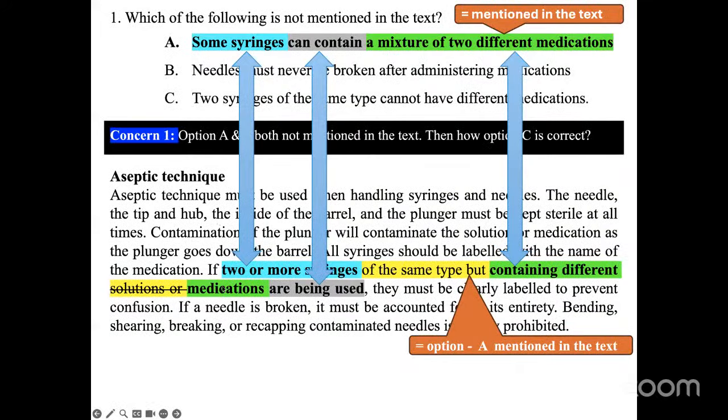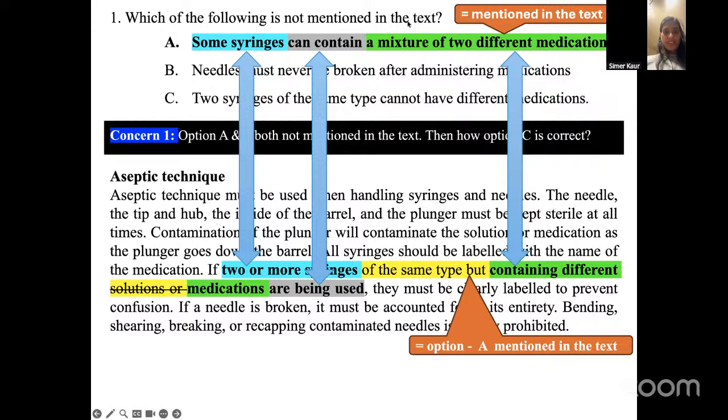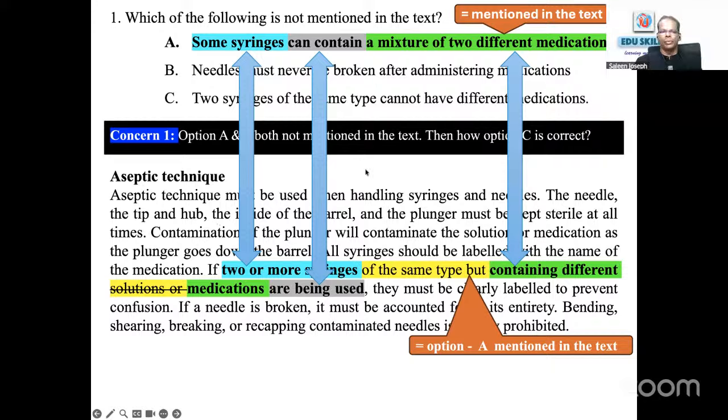Father, the screen is black. Now it's back. Okay, now it's working. You have to tell me if it repeats, okay? Then we will not go to full screen at all.